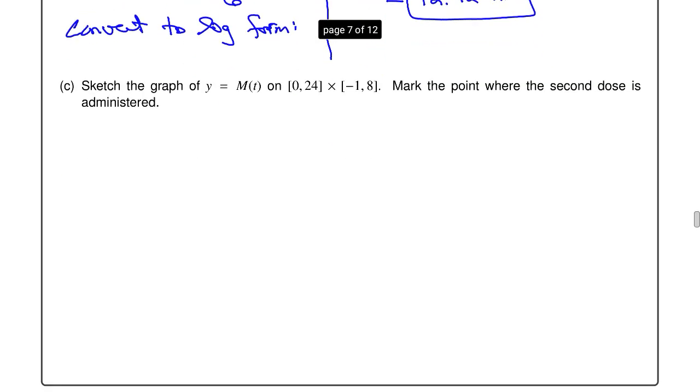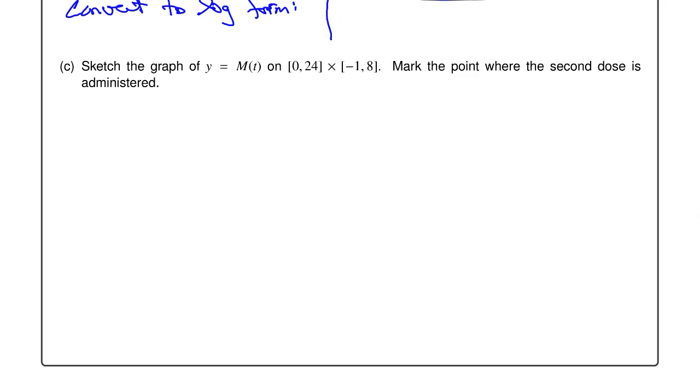Question C says, sketch the graph of y equals m of t on this window and mark the point where the second dose is administered. So these are window coordinates here. They are in the form of the x-min, the x-max, and the y-min, and the y-max. So you can go ahead and enter this on your calculator and draw a little sketch. You'll create a little box here.